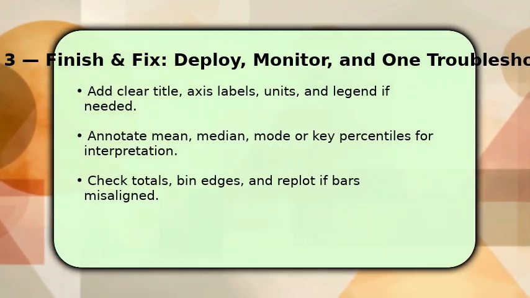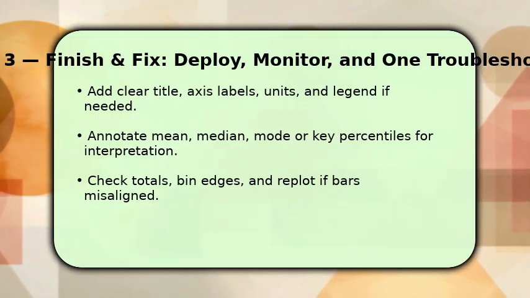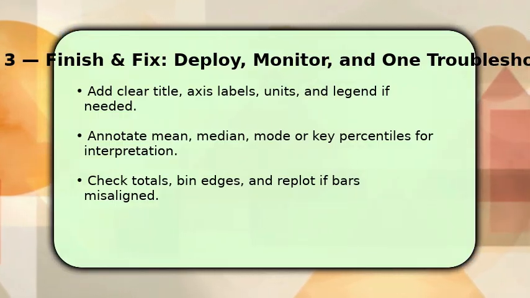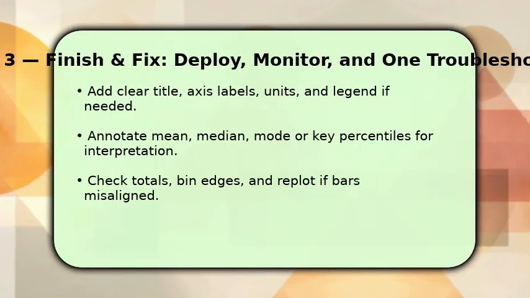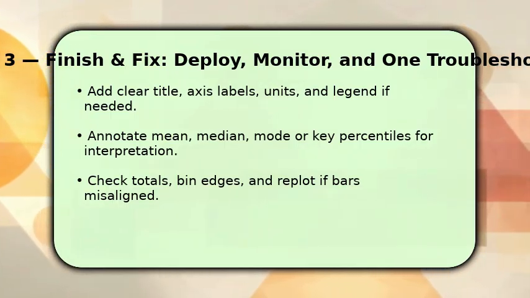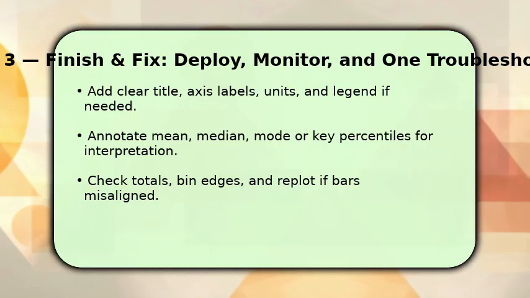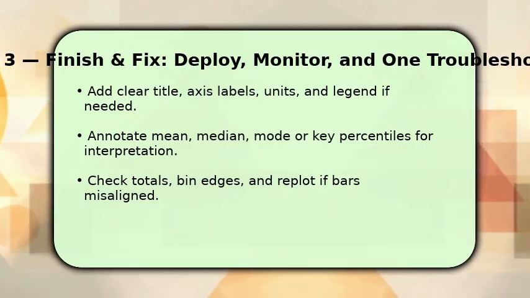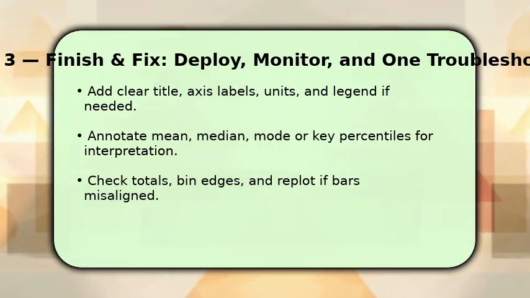Once done, verify that the sum of frequencies equals n and that adjacent bins align exactly on edges. If bars look off, recheck class boundaries and rounding. Troubleshooting tip: if counts don't match, recalculate the tally with a fresh, sorted list to find misplaced observations.